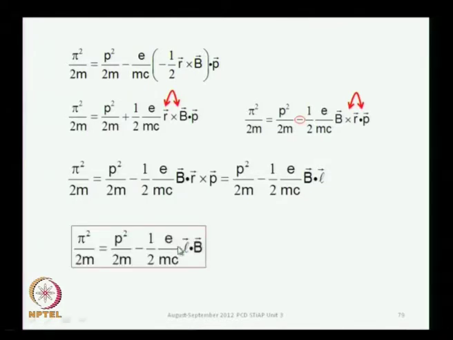Now, that is good, that places the pi square over 2m in a form that I think we are going to like much more, because now you get the L dot B term. Keep track of this e over twice mc, it is an important factor.